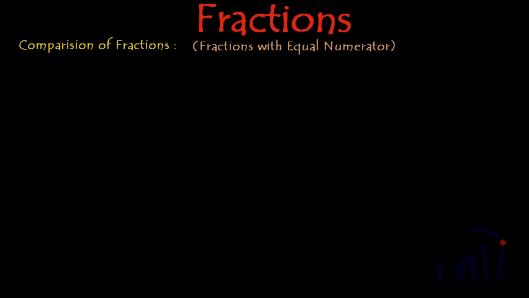Hi. So now we will learn how to compare fractions when they have equal numerators but their denominators are different. The kind of fractions I am talking about are like 1 by 4, 1 by 2, 1 by 6 or 1 by 8. Here all the numerators are the same, they are 1, but in the denominators we have different numbers.